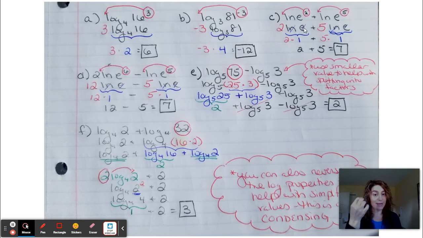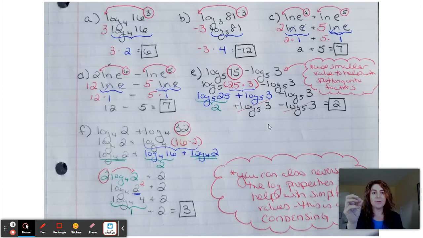They're going to cancel each other out. It's the natural log, or the log of the natural number, and e is our natural number. So again, I can move that 2 in front. ln of e is 1. They cancel, and I'm left with 2 plus 5 is 7.